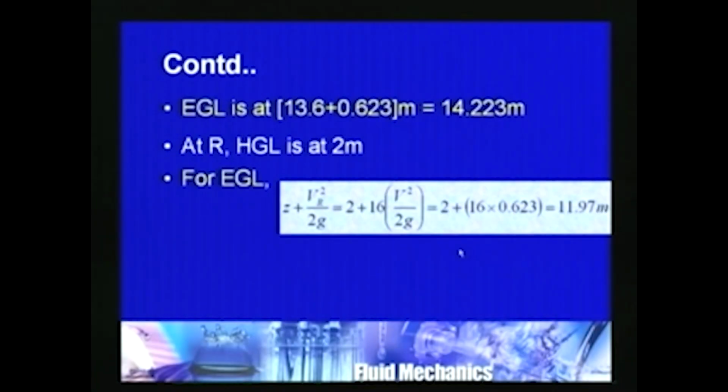So, like this we can solve various problems for the given parameters. We can apply the Bernoulli's equation, and various other losses are also considered here, and we can solve the problem. In the next lecture we will be discussing further pipe flow systems like pipes in series and pipes in parallel.